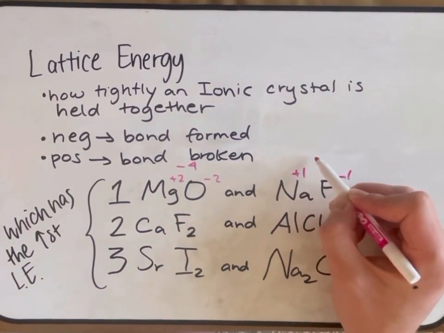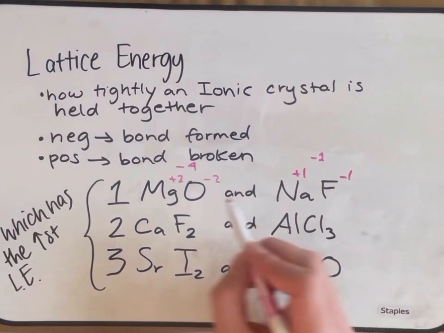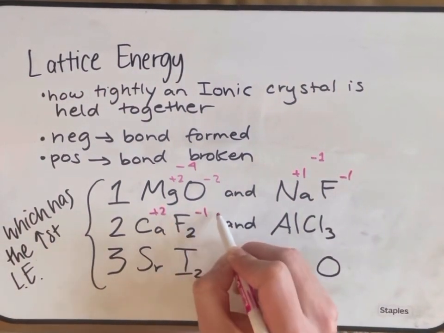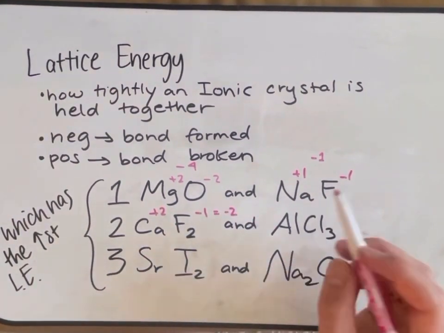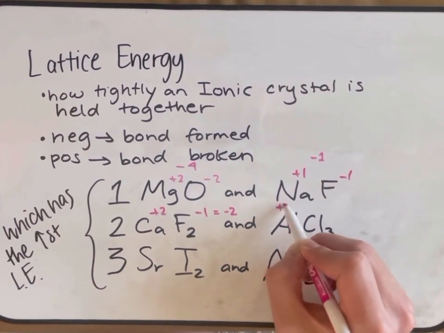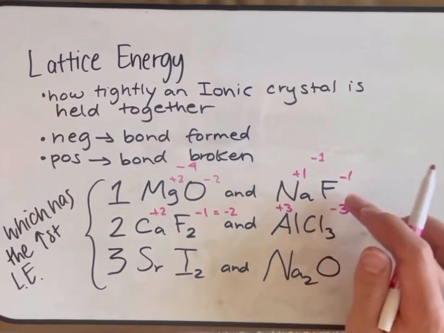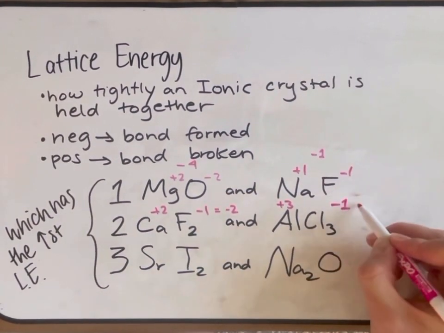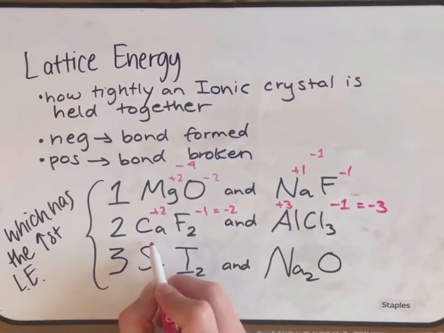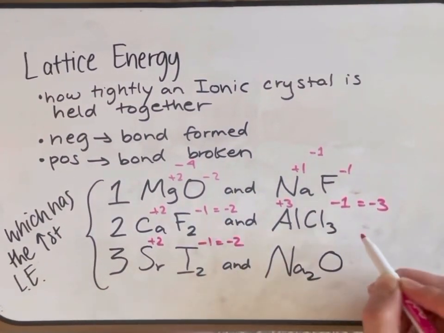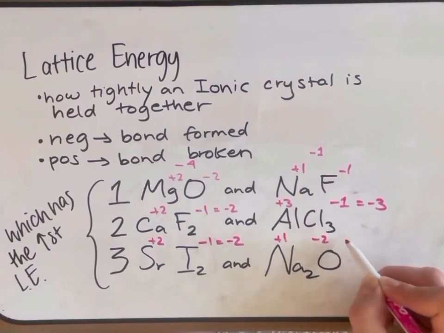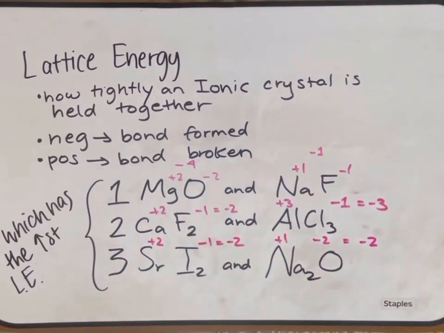So our first step is to write the charges. O has a -2 charge, Mg has a +2 charge, Na has a +1, and F has a -1, right? So that means overall MgO has a -4 charge. So we're going to do that for all of them, right? Ca has a +2, F -1, and we're going to do that for all of them. So very simple.